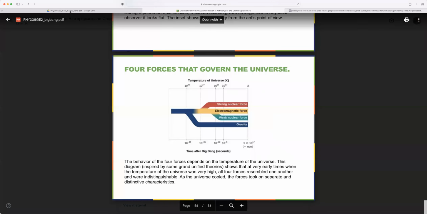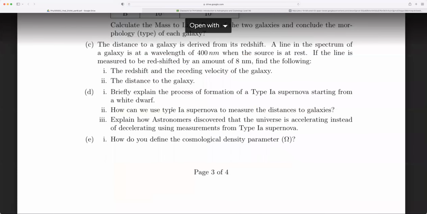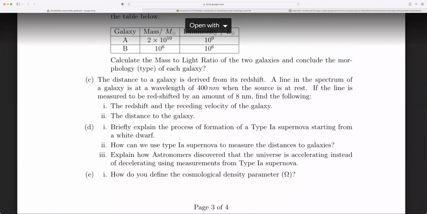Right. And let me go back to this slide again. And so briefly explain the process of formation of type 1A supernova, starting from white dwarf. So we know how to answer that. And then the second one is how to use the type 1A supernova to measure the distances to galaxies. And then the third one is related to that last section, how this type 1A supernova was helpful to discover the universe is accelerating, right? So make sure that you go through and understand it.